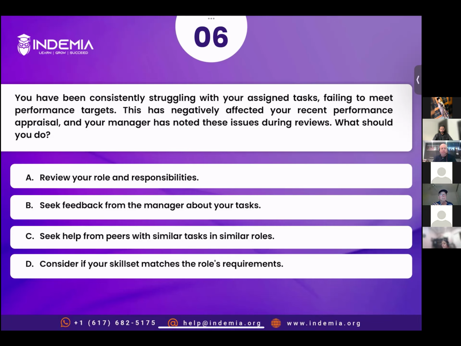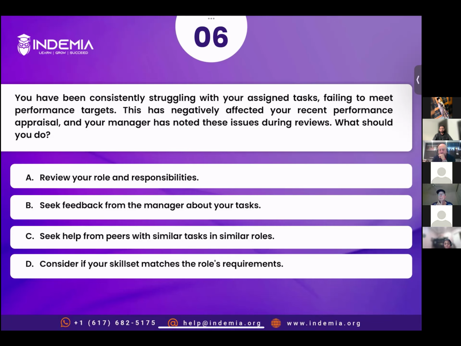All right, you're taking longer than 60 to 70 seconds. I don't see any answer. Maybe you're afraid of answering. No worries, I can read the statement. It says you have been consistently struggling with your assigned tasks, failing to meet performance targets. This has negatively affected your recent performance appraisal, and your manager has noted these issues during reviews.